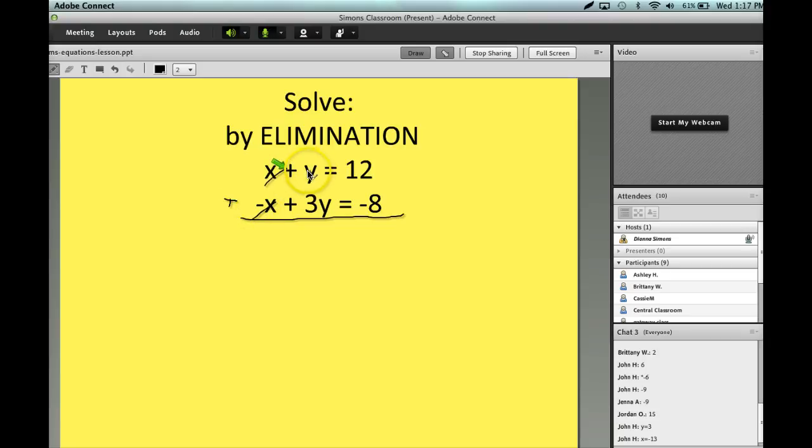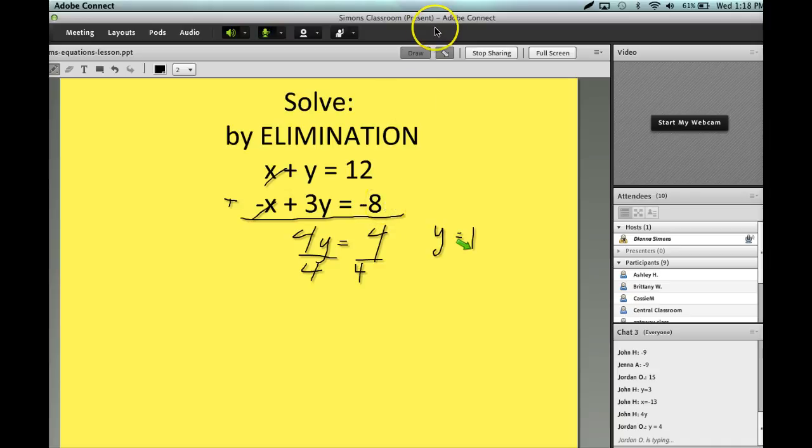So now I'm going to add positive y plus 3y. So 1y plus 3y is how many y's? 4. 1 plus 3 is 4. Okay, what about 12 plus a negative 8, or minus 8? What's 12 minus 8? 4. So I'm going to solve for y now. Divide both sides by 4. Y is 1. And again, the trick here is to make it easy.